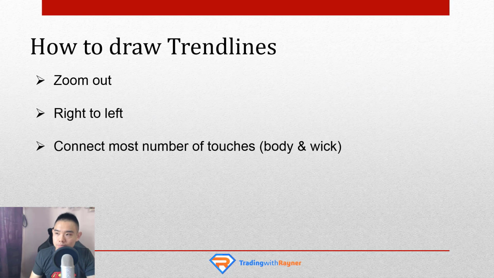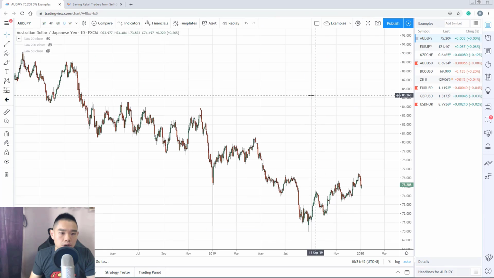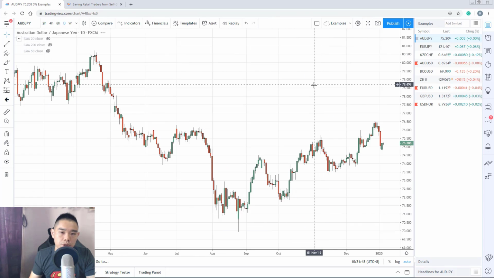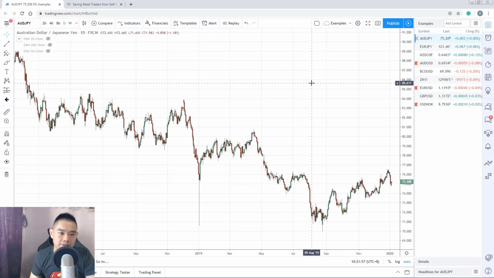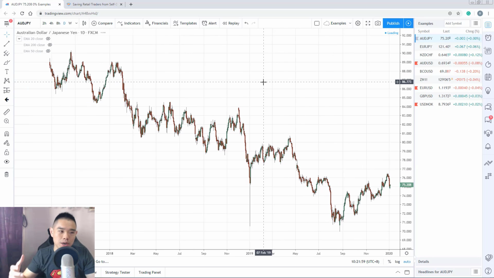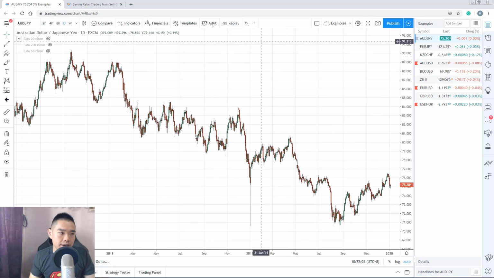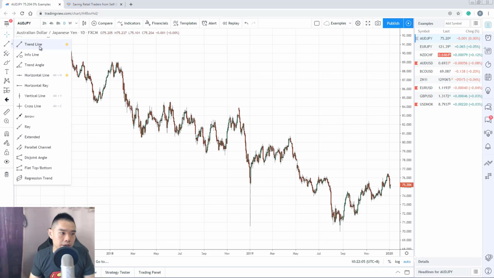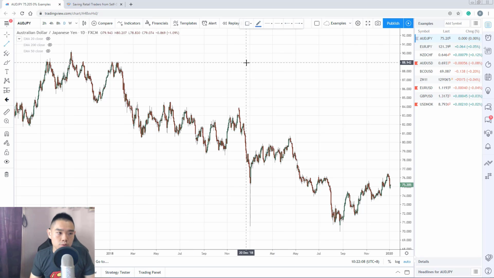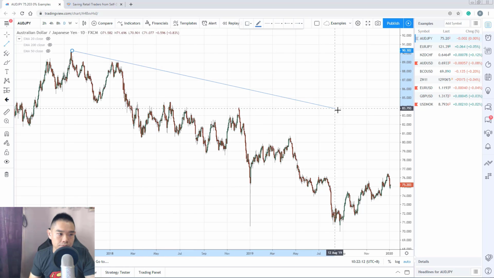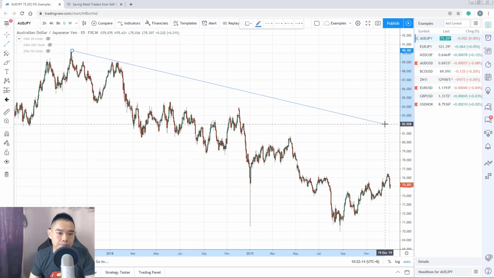Right, so let me explain. So this is Aussie yen. So remember, first thing, we talk about zooming out, seeing the big picture. So general guideline, you can zoom out 10 times. So just 1, 2, 3, 4, 5, 6, 7, 8, 9, 10. So about 10 times to kind of see the big picture. So at this point, you can see that on Aussie yen, I want to draw the trend line over here, from right to left. So traditionally, how people do it, and it's not wrong, is they draw it from left to right. Then that's one line.